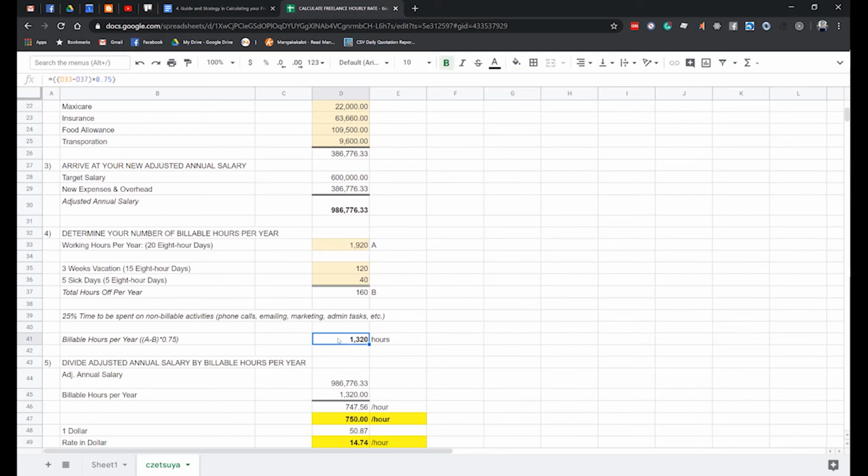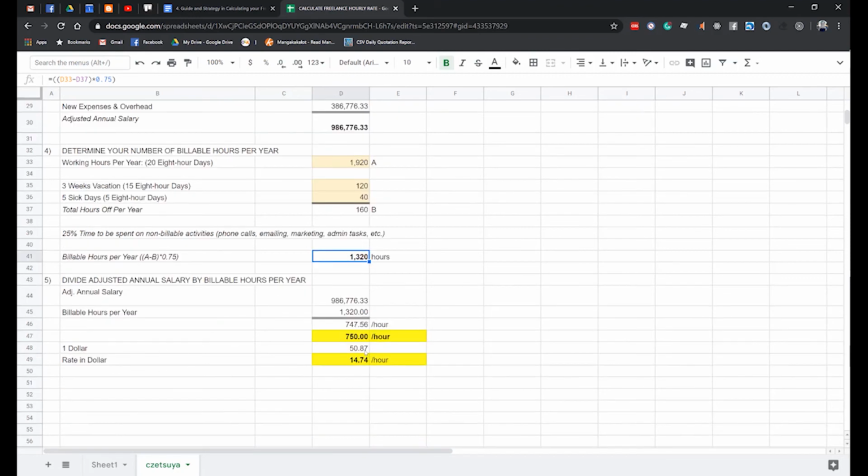So here is the final formula. We subtract the total hours off per year from the total number of working hours. D33 minus D37. And then we multiply it by 75%. Because as we said, we're really only working 75% of the time.